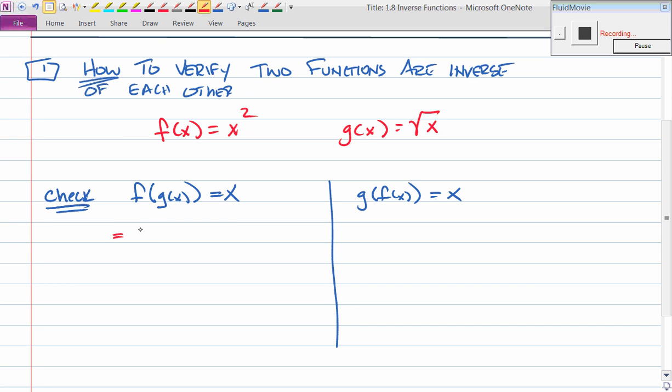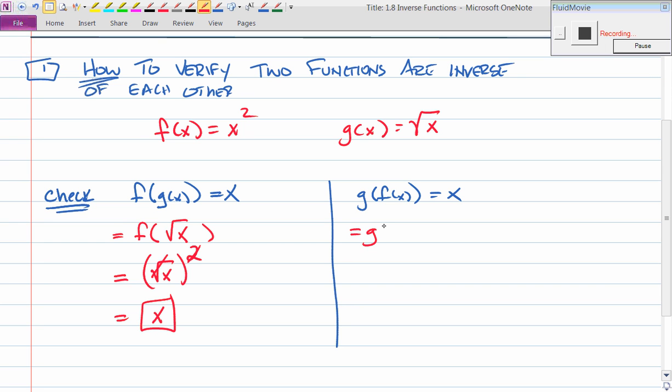So f of g of x literally means take f and evaluate it for g of x. Well, g of x is the square root of x. So that means I'm going to take the square root of x and then run it through the f function, which means I'm supposed to square it. Well, we know that the square root of something squared just gives us back x, which is the identity function, which is what we were looking for. That's good news. Does that work for the other way around?